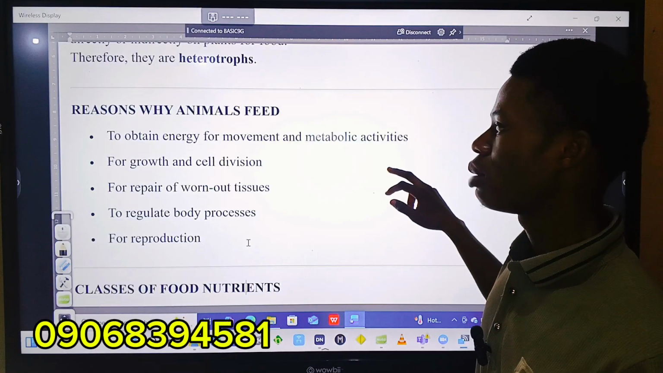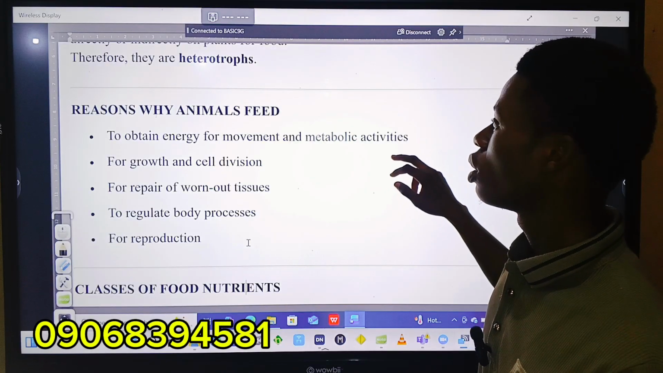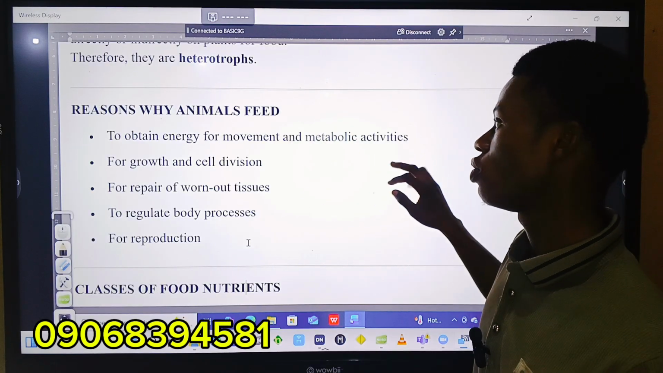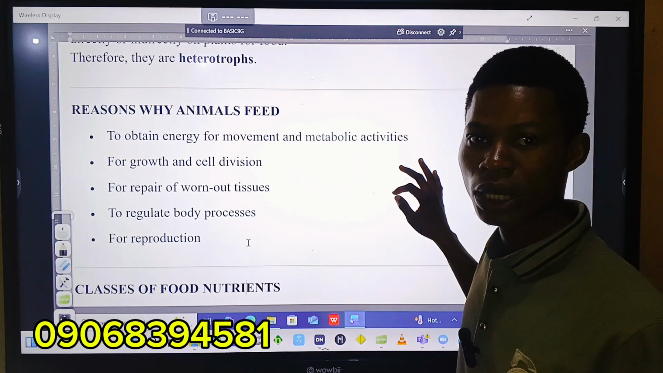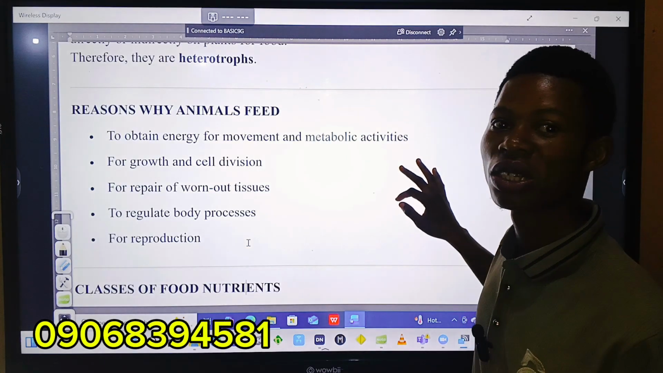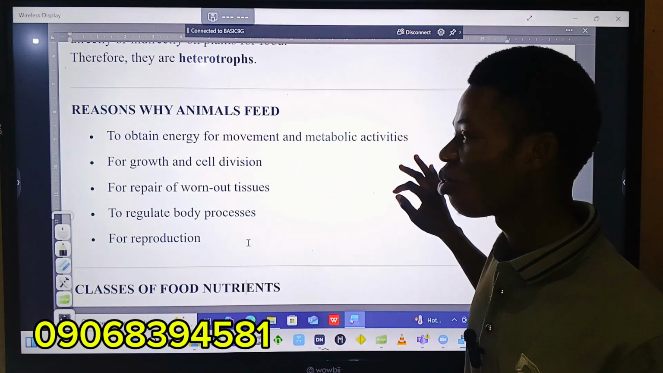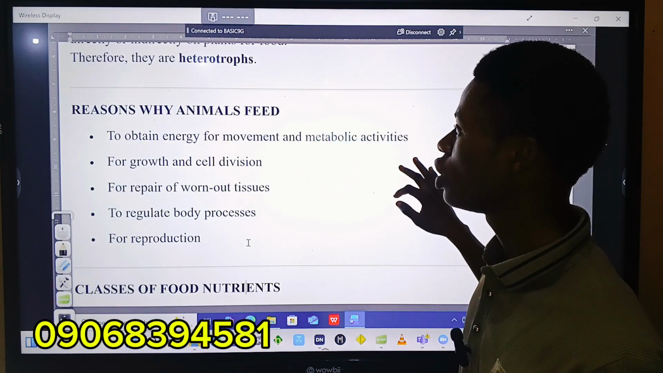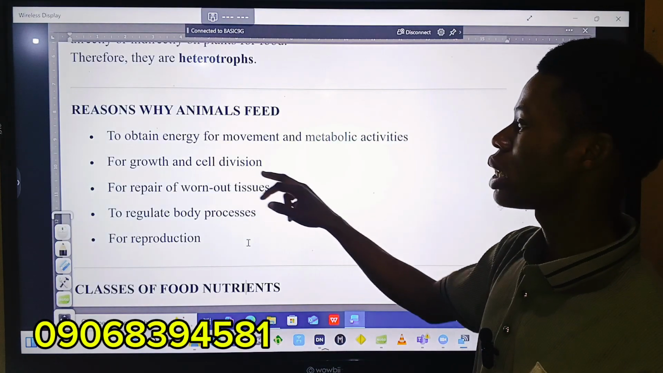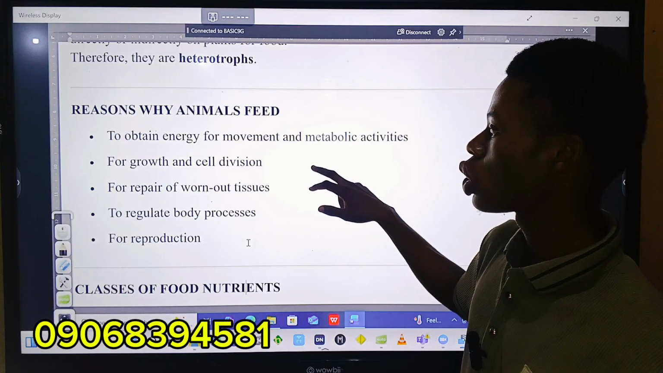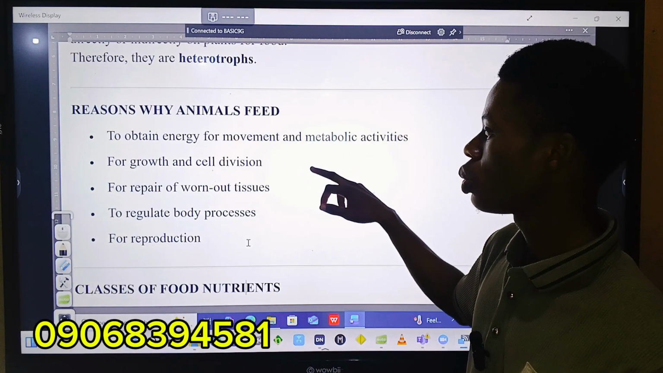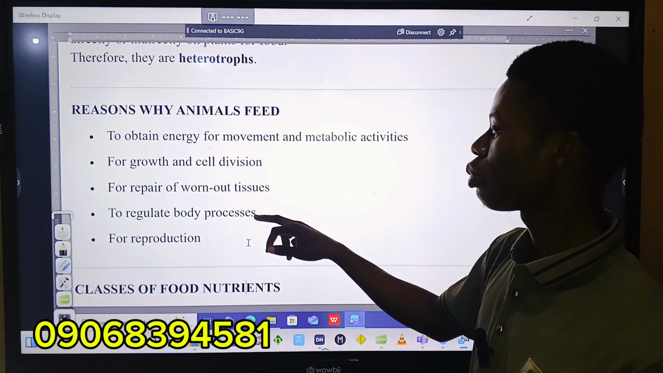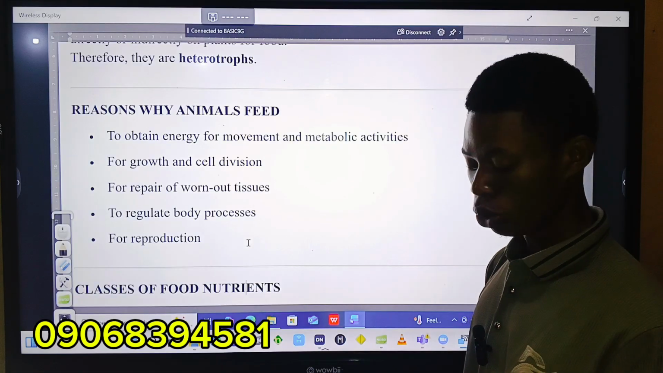Now, reasons why animals feed. Why do they even feed? One of the reasons is to obtain energy for movement and metabolic activities. Just imagine you've not eaten. You cannot move, you cannot walk because there's no energy. So one reason why we eat is to obtain energy. Another one is for growth and cell division. Another one is for repair of worn out tissues. Another one is to regulate body processes and for reproduction.